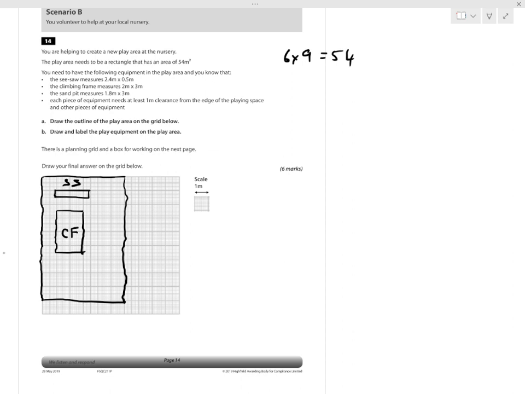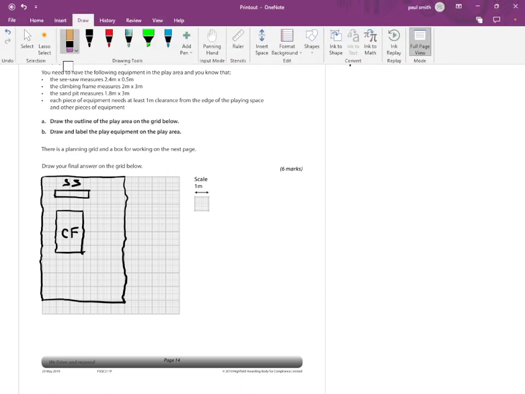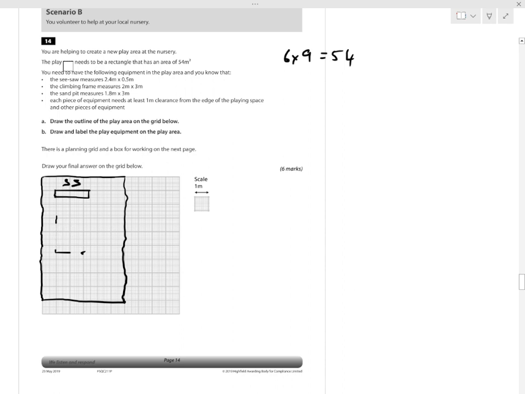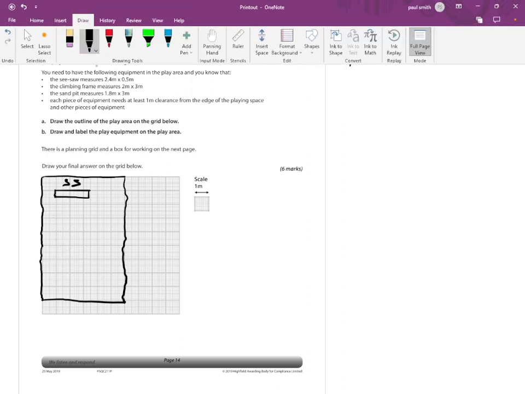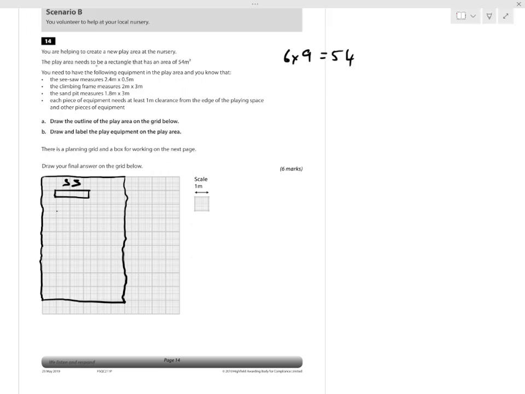Ooh, let's turn the climbing frame round. I hate these things, right? Turn the climbing frame round. So the climbing frame is 2 by 3. So that's a metre from there. So we'll have 3. 1, 2.